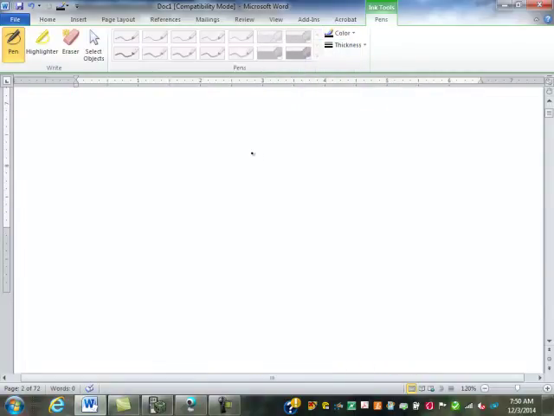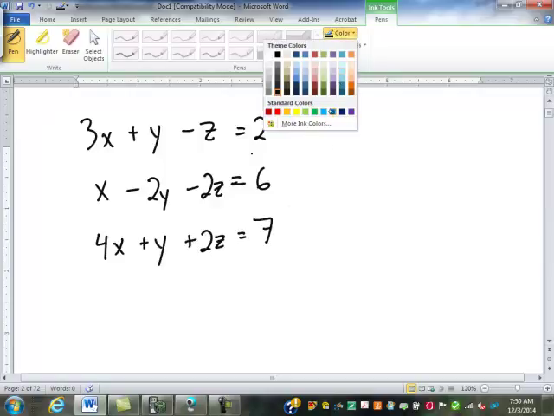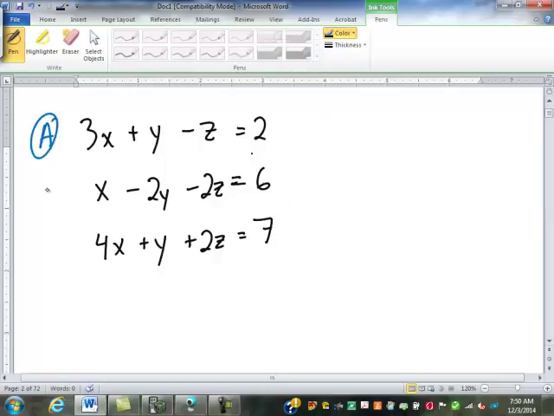Well then, let's move on to number 2. 3X plus Y minus Z equals 2. X minus 2Y minus 2Z equals 6. 4X plus Y plus 2Z equals 7. Once again, I'm going to label them equations A, B, and C.